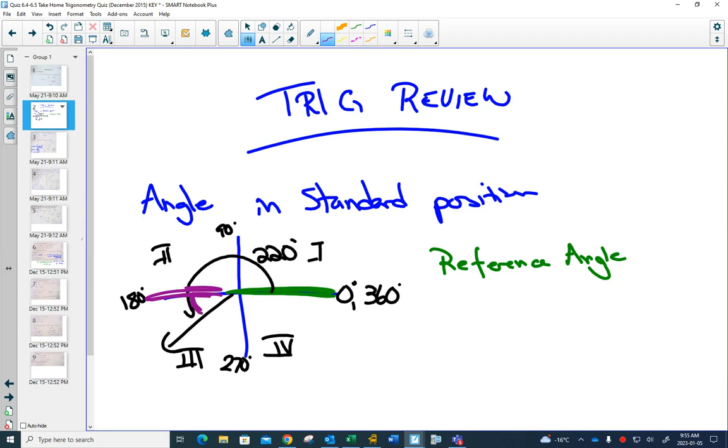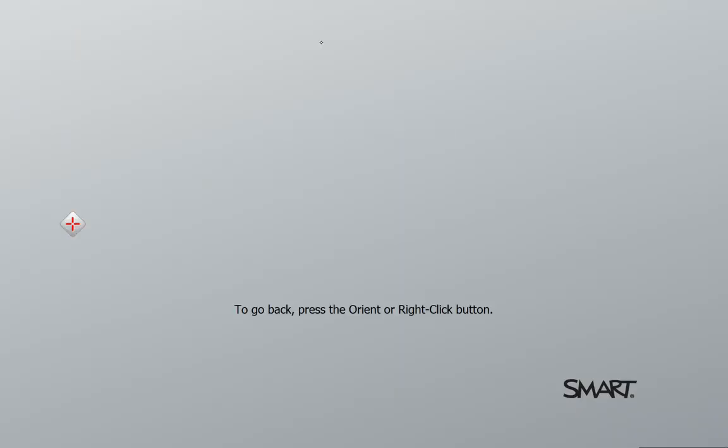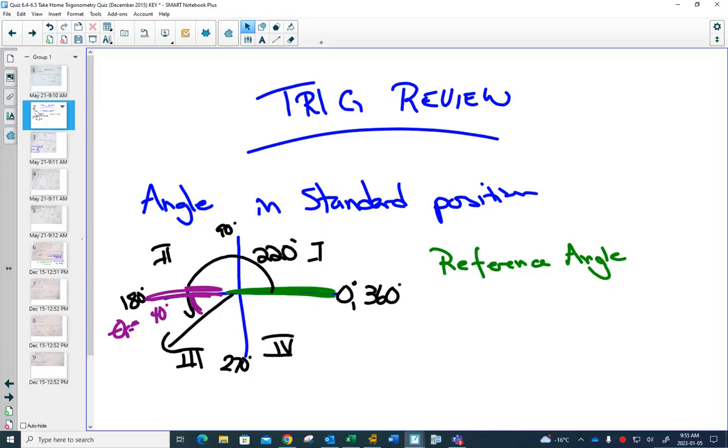And to figure this out, we would figure this angle to be 40 degrees. My screen is off. Because you could do 220 degrees minus 180. So for reference angles, we really use your x-axis to figure them out.